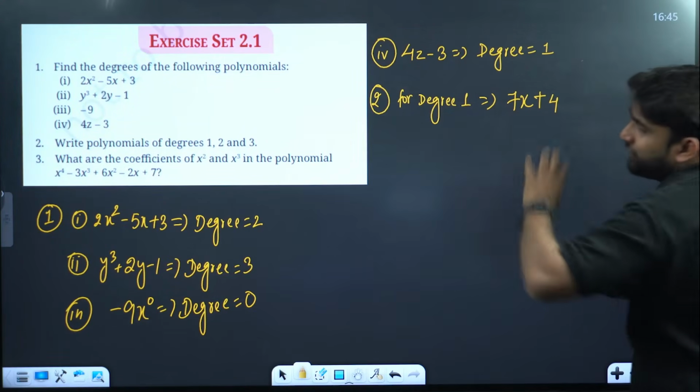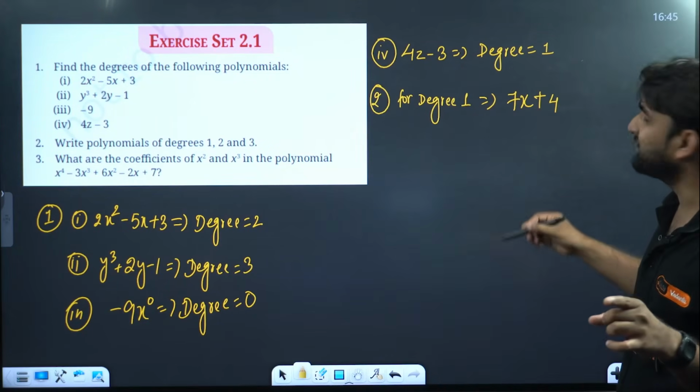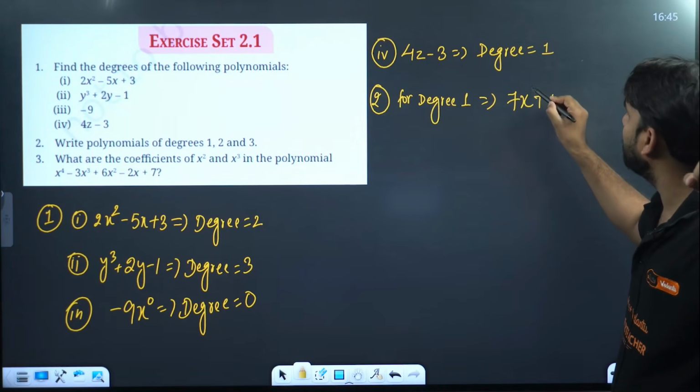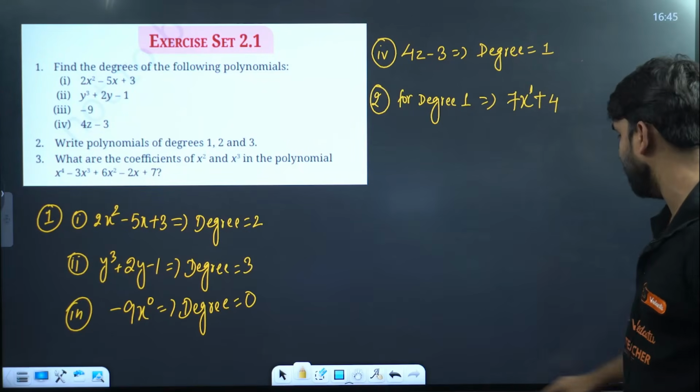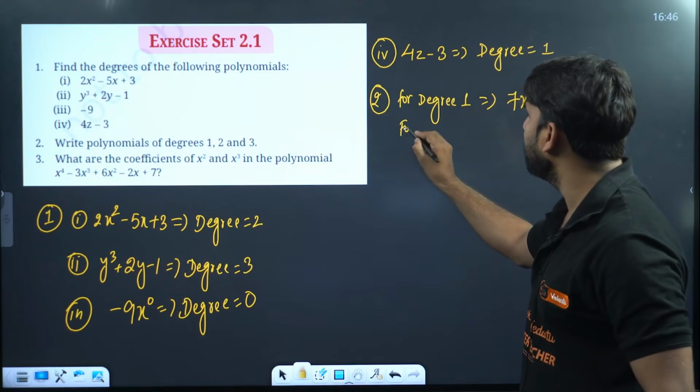The exponent of x should be 1 only. So the appearance of the answer may differ, but what should be similar for all the students? The power of x must be 1. Then only we can say that the degree is 1. Okay. Next, for degree 2.